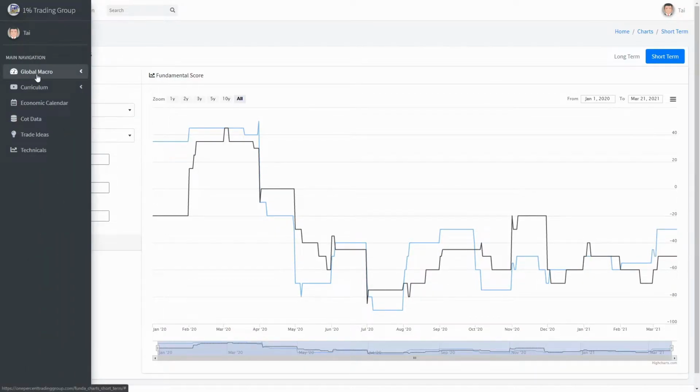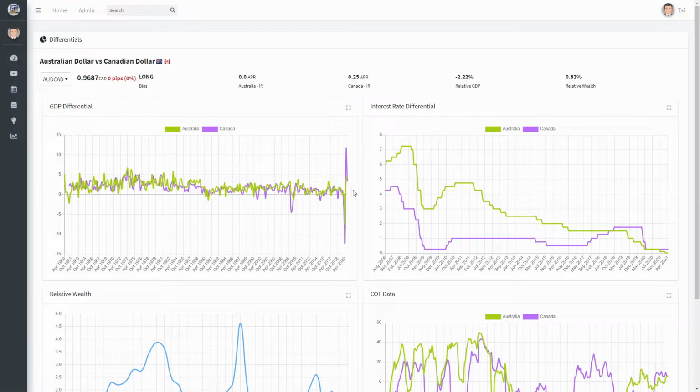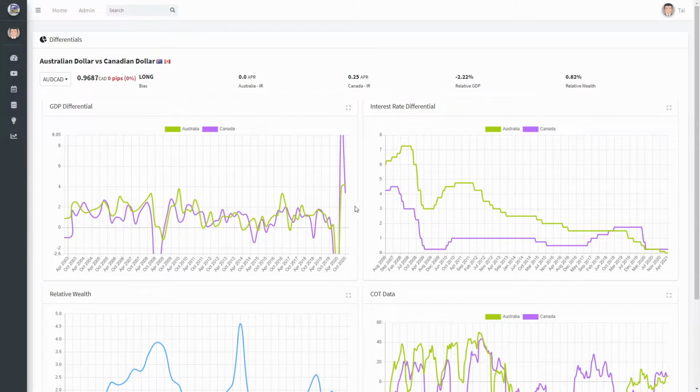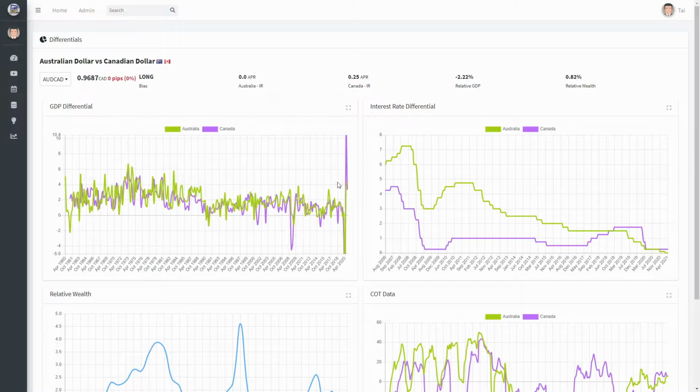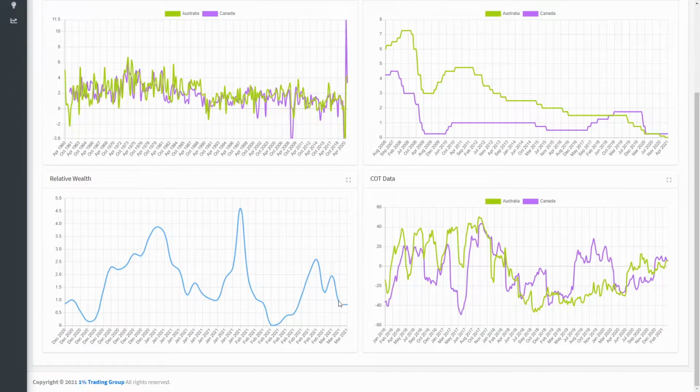Then I just boil it down to looking at the differentials between the two, and then I start picking out different types of trades. So we can see the differentials for GDP: the Canadian dollar is lower than the Australian, and relative GDP is minus 2.22%. Even though it's still stronger, we still had that dip for the Canadian dollar. Then we have a look at the interest rates. The Canadian dollar is 0.25% above. And then you've got relative wealth, which is 0.82, so the Australian dollar is relatively stronger.